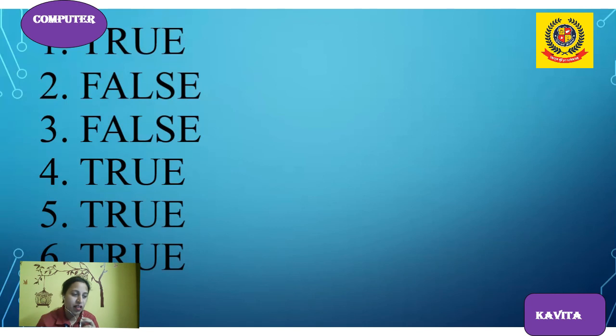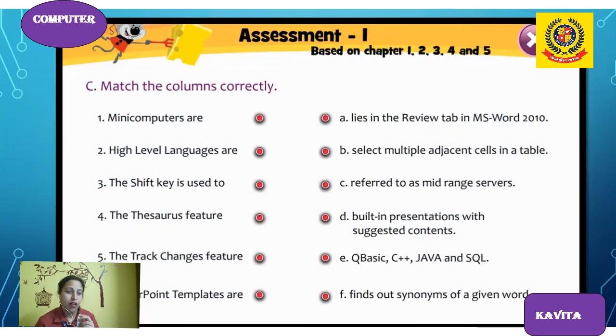So the answer is: first one true, second one false, third one false, fourth one true, fifth one true, sixth one true. Now match the columns correctly. Microcomputer, this is C. What are microcomputers? Microcomputers are referred to as mid-range servers.